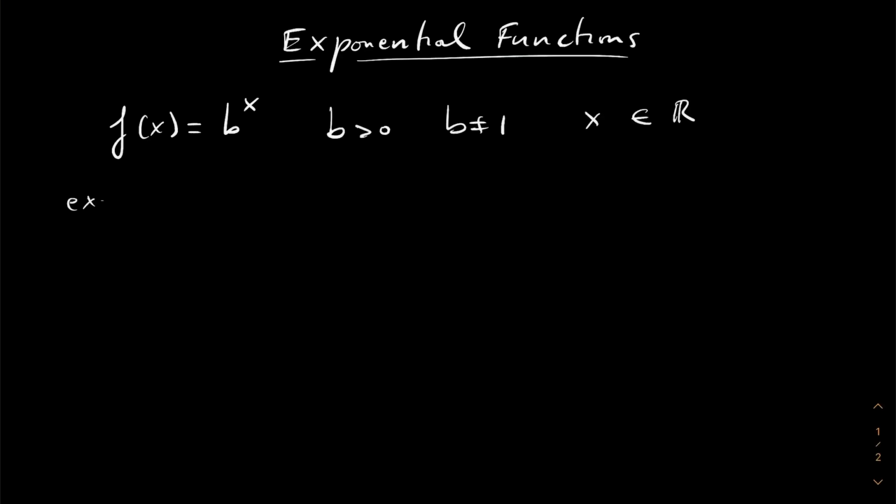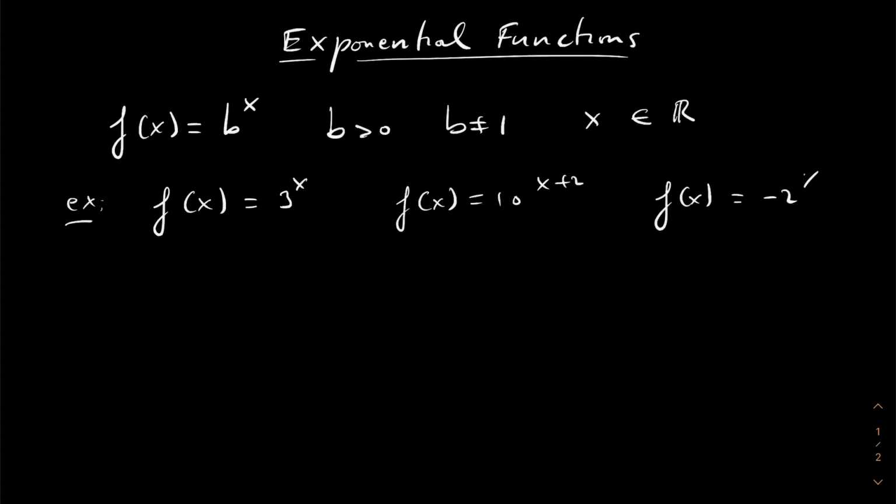Okay, so some examples of exponential functions are going to be f of x equals 3 to the power of x, also 10 to the power of x plus 2. You could also have negative 2 to the power of x minus 1. Notice here that b, my base, is 2, not negative 2. So this is still positive because the negative is not together with the 2 raised to the power of x minus 1. Another example could be 1 over 2, everything raised to the power of x.